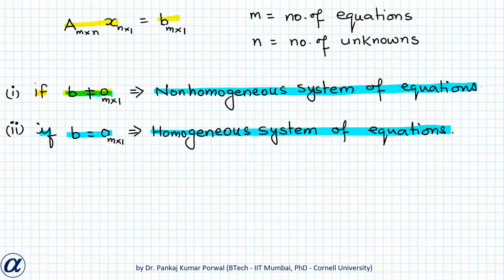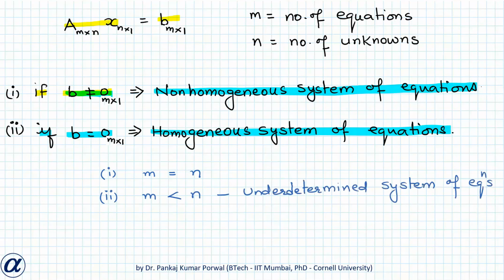Now both of these cases can be further divided into three different cases. First, where the number of equations is equal to the number of unknowns. Second, where the number of equations is less than the number of unknowns. Such a system is called an underdetermined system of equations. And third, where the number of equations is more than the number of unknowns, and such a system is called an overdetermined system of equations.